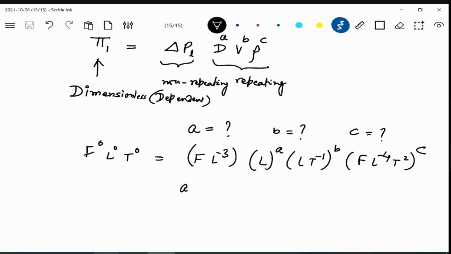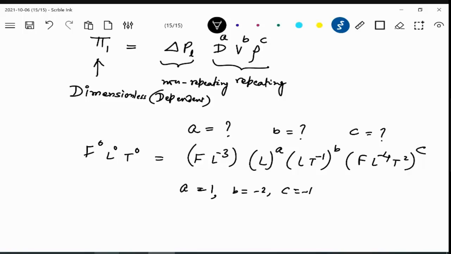Can I solve for ABC? So I got A as 0, B as minus 2, and C as minus 1. But the value of A is not correct. Sir, A is 1. Good, good. A is 1, B is minus 2, and C is minus 1.